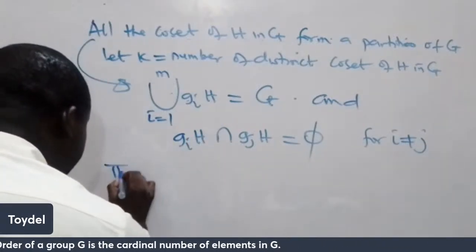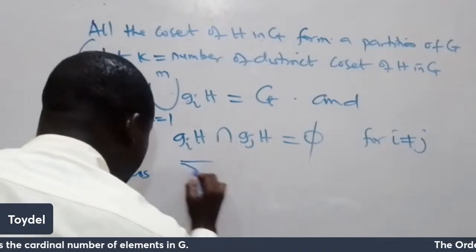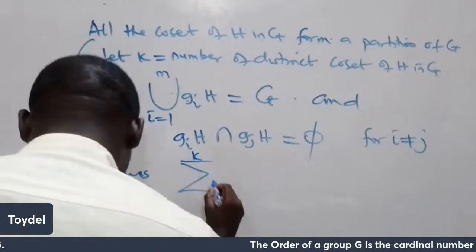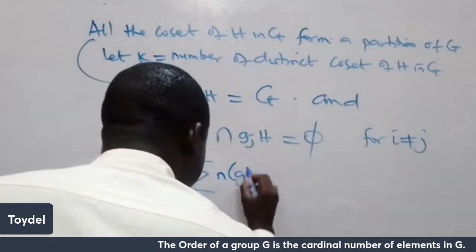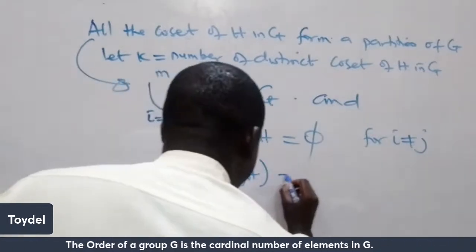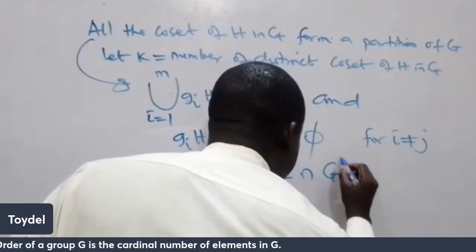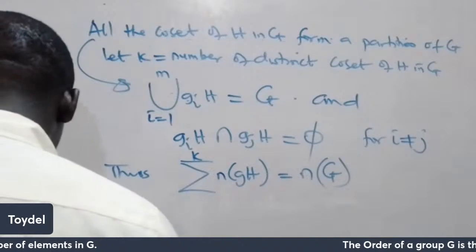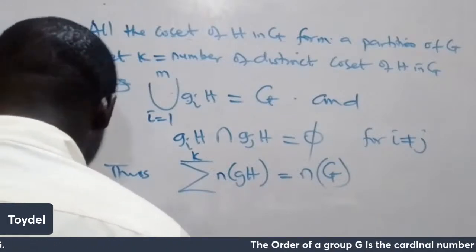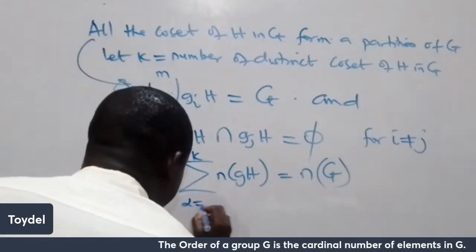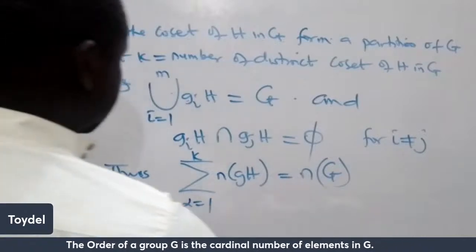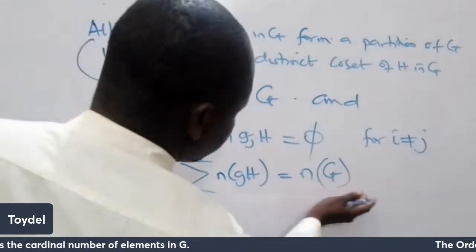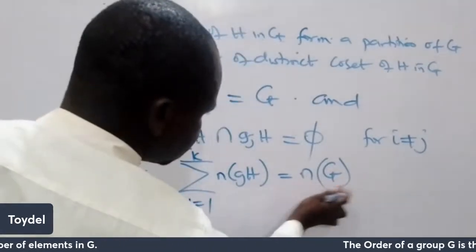So we now do the summation, the addition of everything. K times N of GH will give us the order of that element, so we can say alpha from 1. This will give us the order of that element, and the order of that group. This is the order of the group.